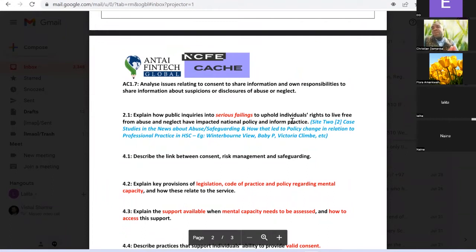I'm going to break it down further. So when you look at what I put in blue, I'm saying to answer this question, cite 2 case studies that have been in the news. One about abuse or safeguarding, and how that case study, and the investigation into it, led to policy change in relation to professional practice in health and social care. For example, the Winterbourne View, you can research on it, you can go on YouTube, you can watch videos on it, you can go on Google, it will give you information on it. You can use Winterbourne View. That's the first video that we watched of the abuse.